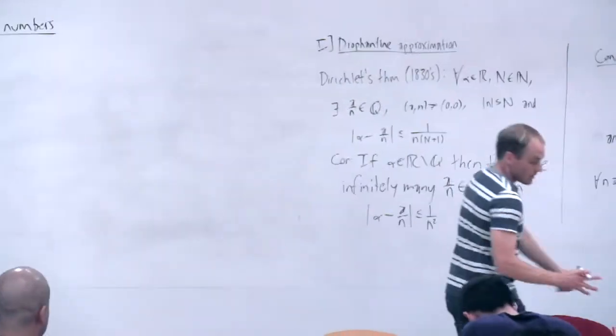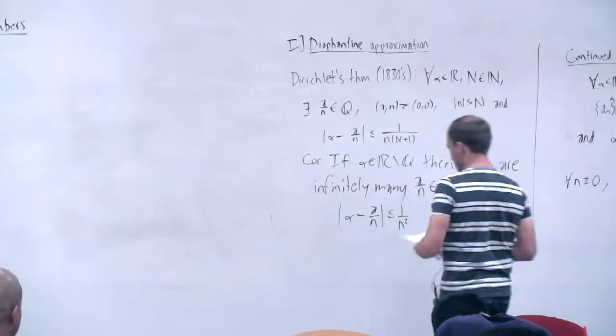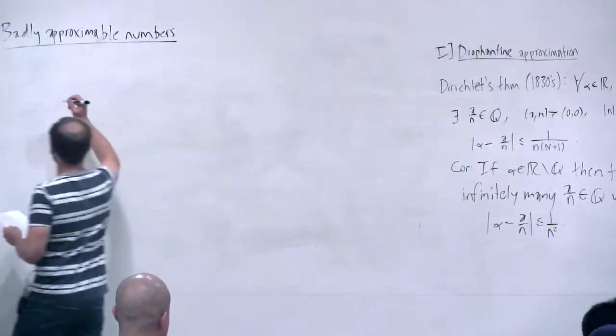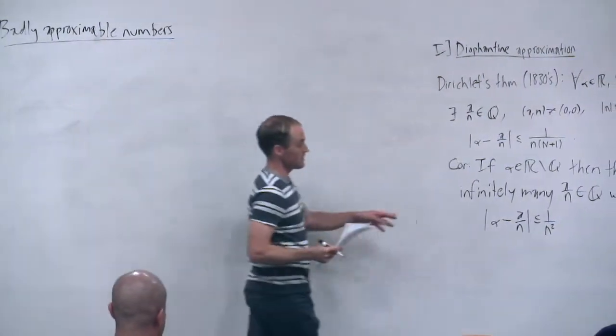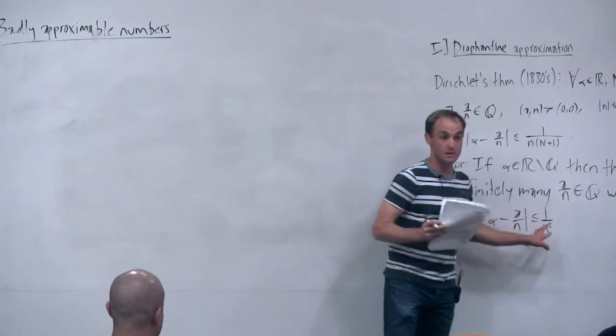And so people who studied this a long time ago realized that there are some numbers alpha with the property that the best that you can hope for in terms of a theorem like this is improving the constant in Dirichlet's theorem, and that's it.